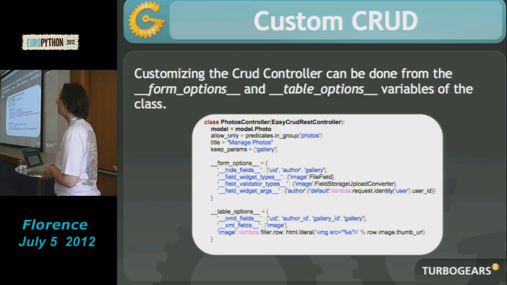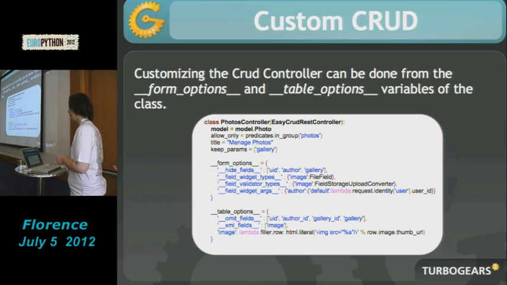We want to tell it that the title of the web page has to be manage photos. We want to tell it that we are going to pass a parameter named gallery to always tell it which gallery it is handling. So the list of photos we are going to see is only the photos of the gallery we asked for.